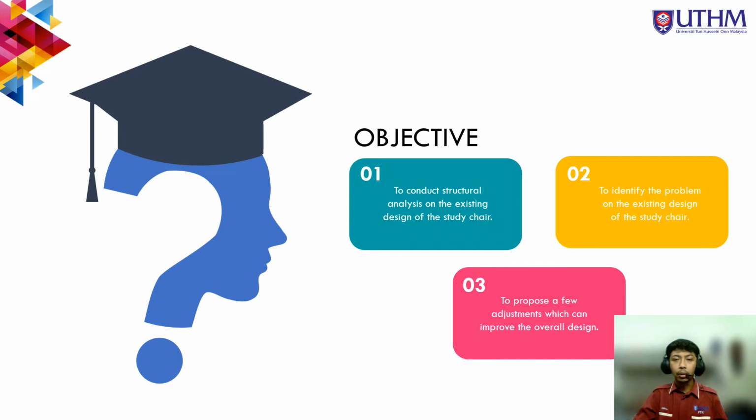There are three main objectives for our project. First, to conduct structural analysis on the existing design of the study chair. Second, to identify the problems on the existing design of the study chair. And the last one, to propose a few adjustments which can improve the overall design.